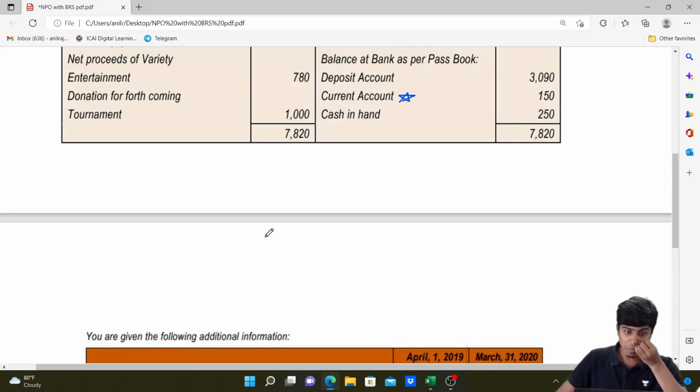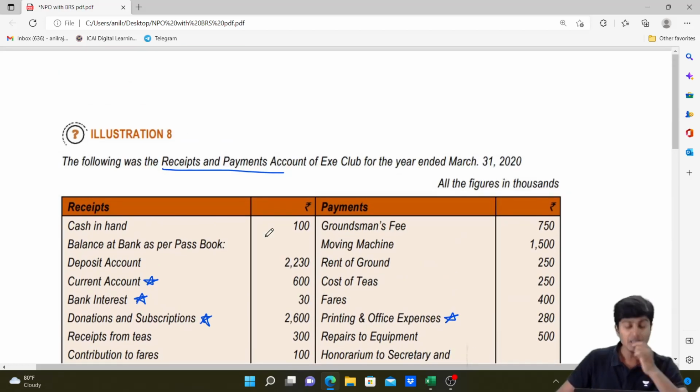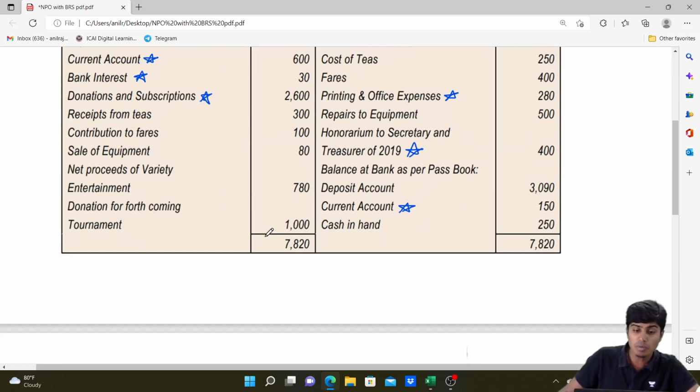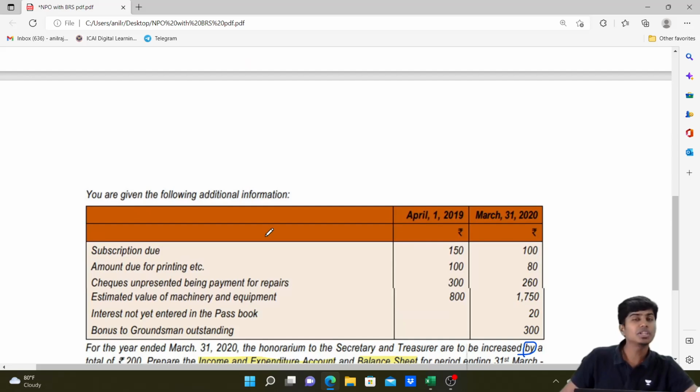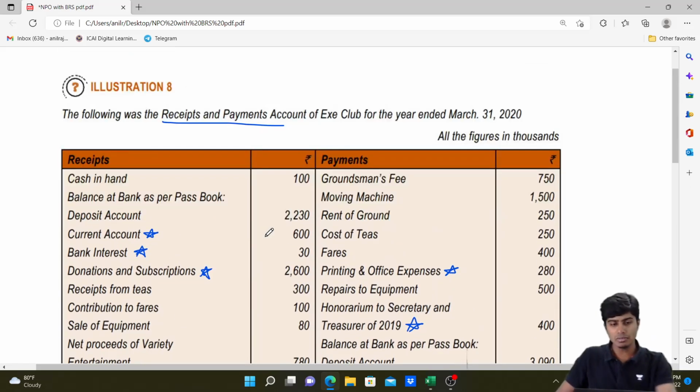And though they've asked us to prepare income and expenditure and balance sheet only, we might have to prepare balance sheet for the opening date. That is 1st of April 2019. We have to prepare one for 1st of April 2019 because they have not provided us with any information with regard to the opening balance sheet.